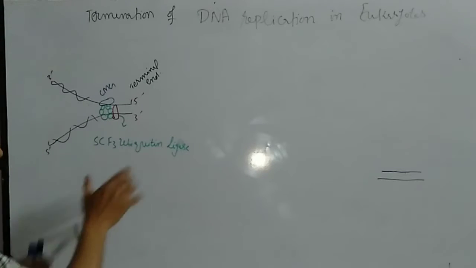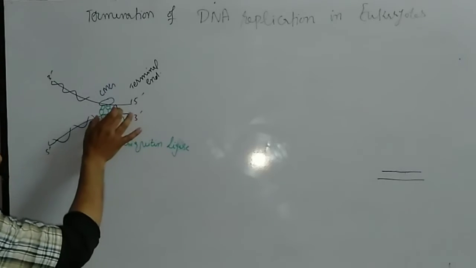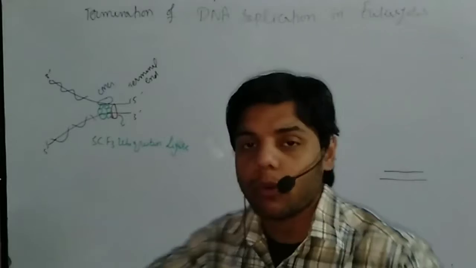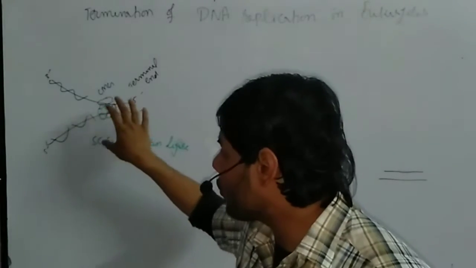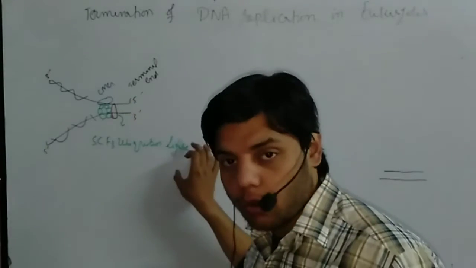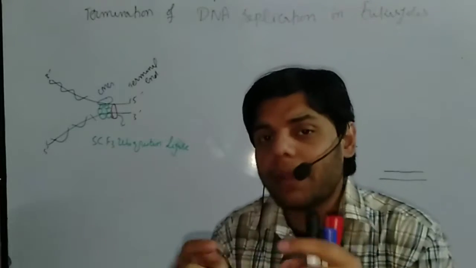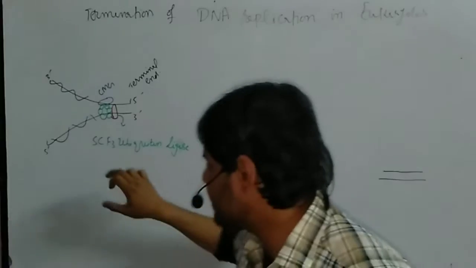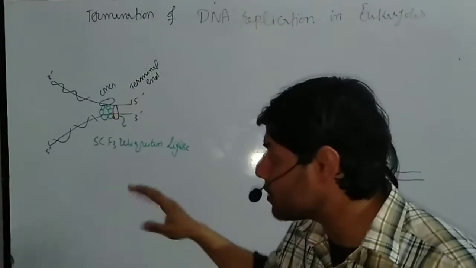So, this complex can meet with this complex. This is also a protein complex. So this one complex meets with this one complex, so two complexes are formed. Now, what is actually the function of this complex? These are actually the proteins or enzymes.